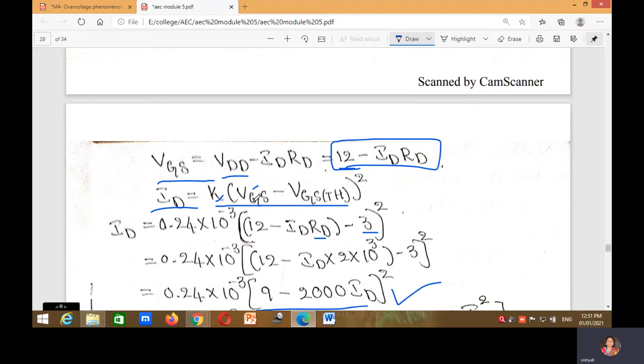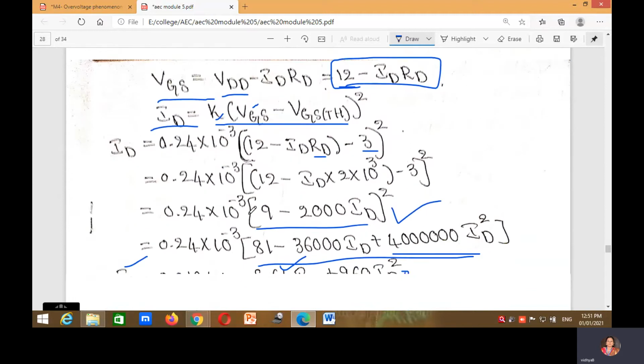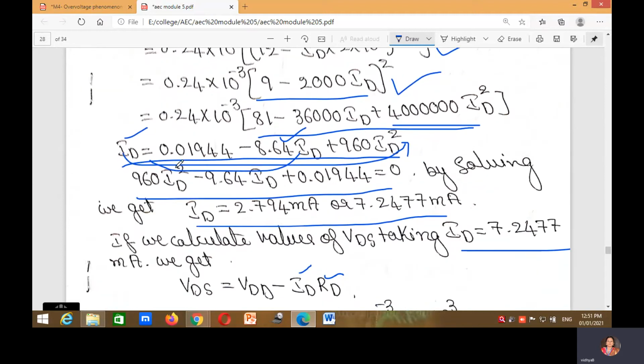ID is equal to K times (VGS minus VGS(Th)) whole square. K value is 0.24 into 10 to the power of minus 3, and the VGS value is 12 minus ID into RD, minus 3, whole square. Step by step you need to solve. You'll get the equation 960 ID square minus 9.64 ID plus 0.01944 is equal to 0. If you solve this equation, you will get the two roots, that is 2.794 milliamps and 7.2477 milliamps.